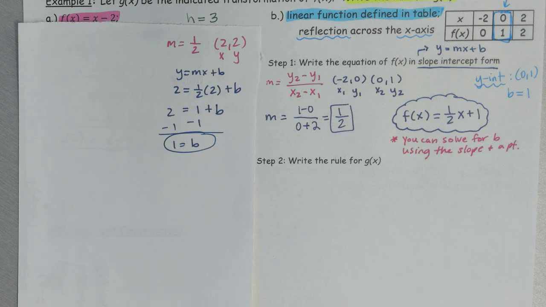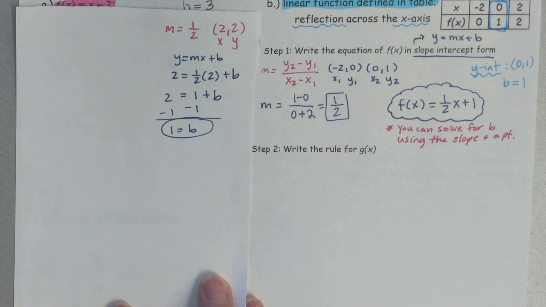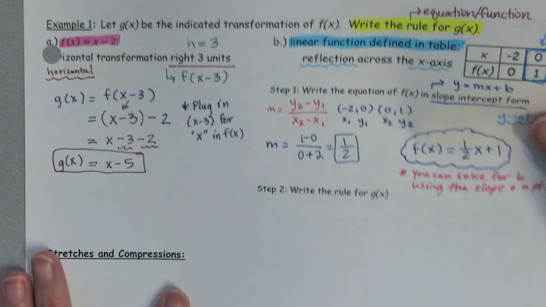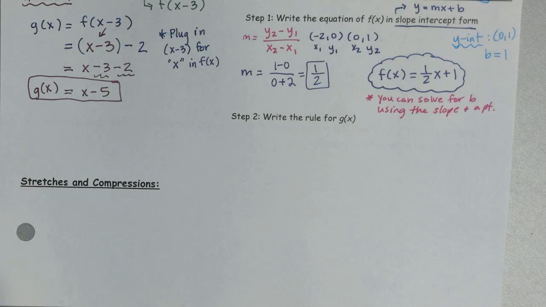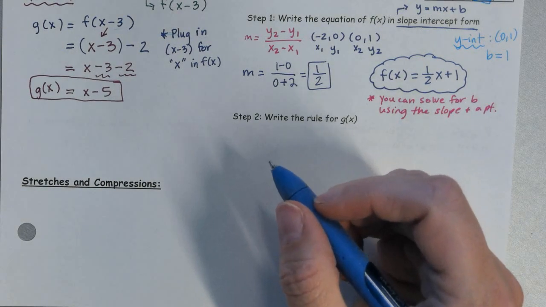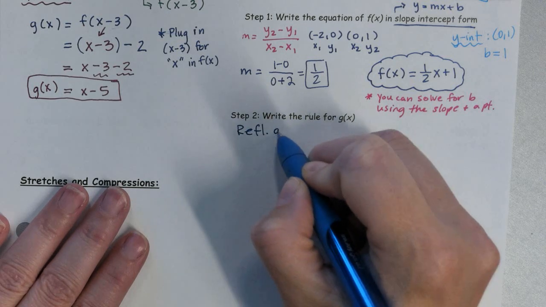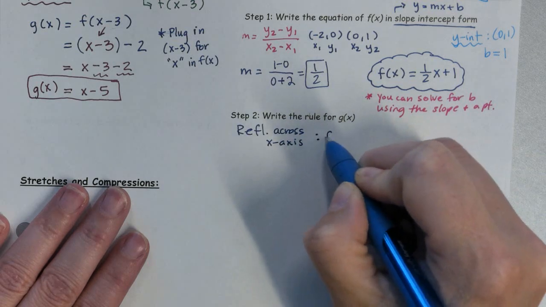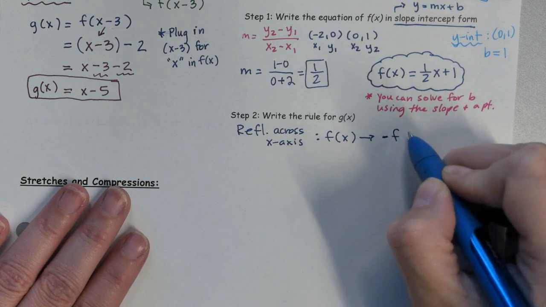All right, so for step 2, now we're going to write the rule for g of x. So this one had a little more work because we weren't just given the equation, we had to solve to find it. So for writing the rule for g of x, we have to remember that this was a reflection across the x-axis. So for a reflection across the x-axis, let's think of what our rule is, right? XO, XO, so the negative goes on the outside.